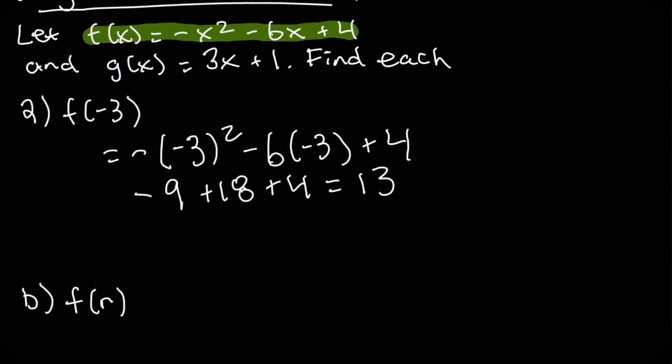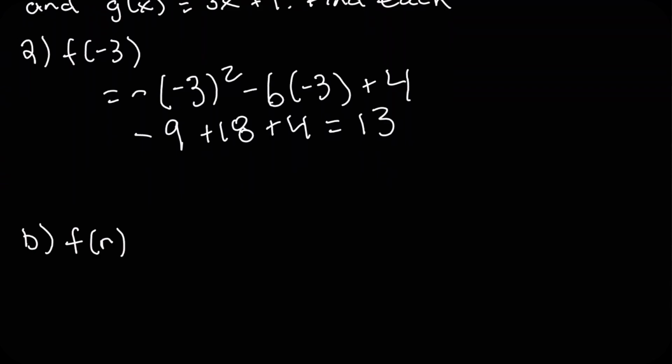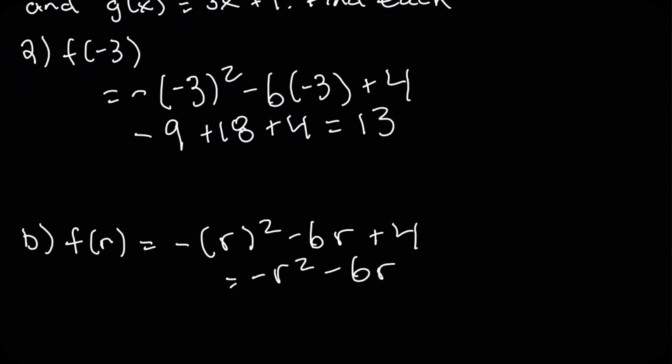Again, we'll use that f of x equation, but now we're plugging in r. So this will give us a negative, and then an r squared, minus 6r plus 4. And this is going to be equal to negative r squared minus 6r plus 4.